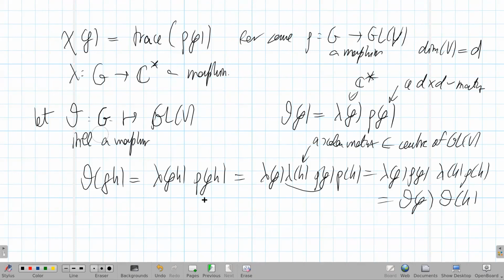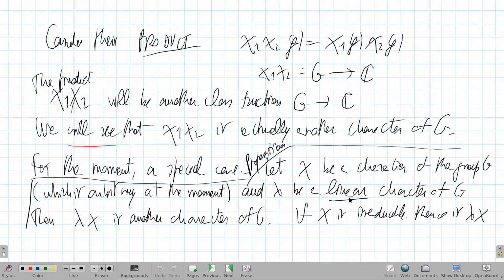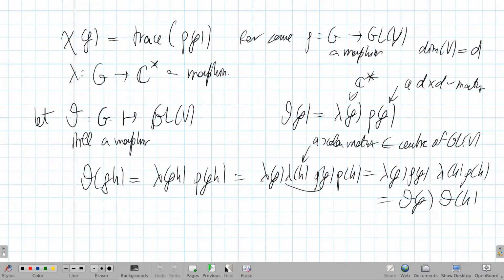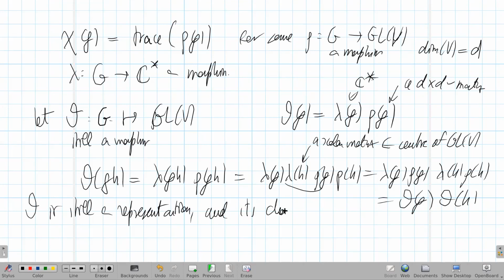I also claimed that if one is irreducible, then so is the other. Sorry, no, first let's finish this. So theta is still a representation. And what is its character?